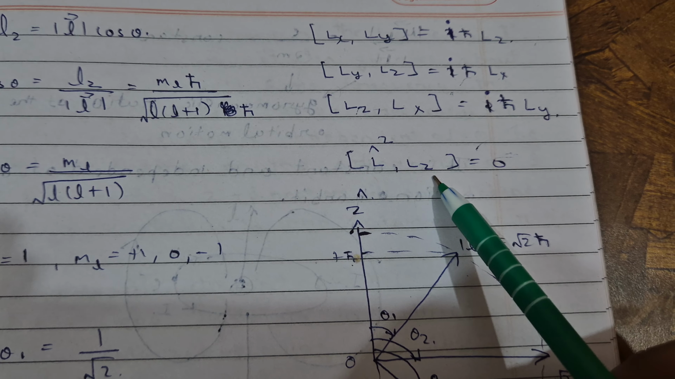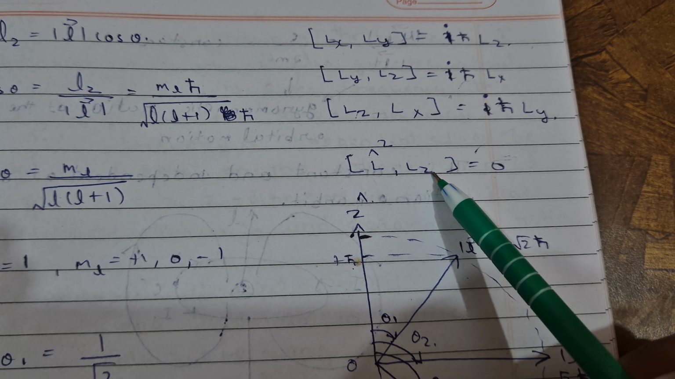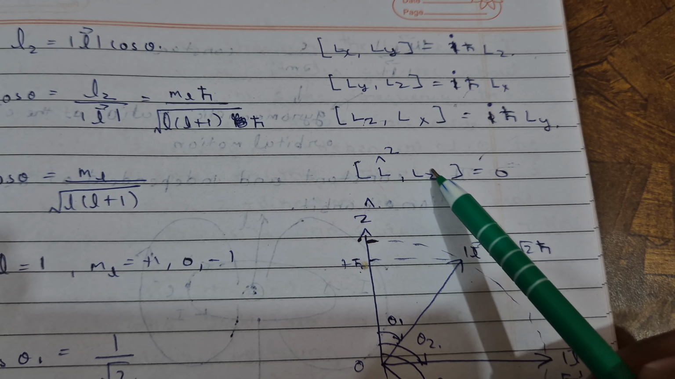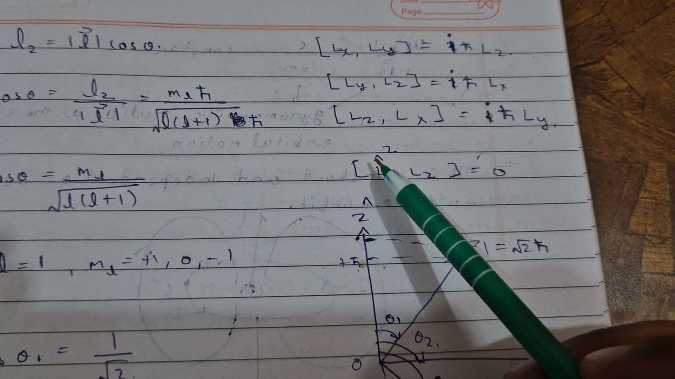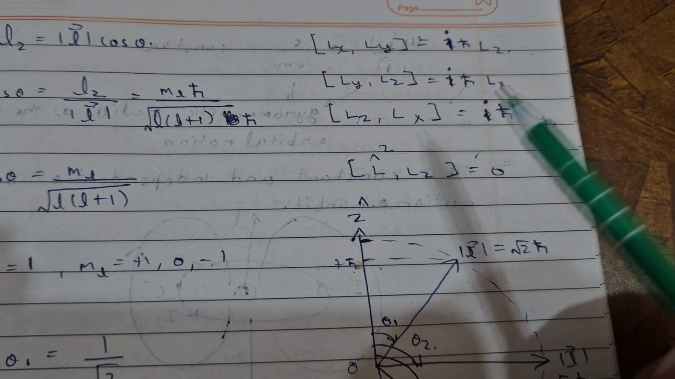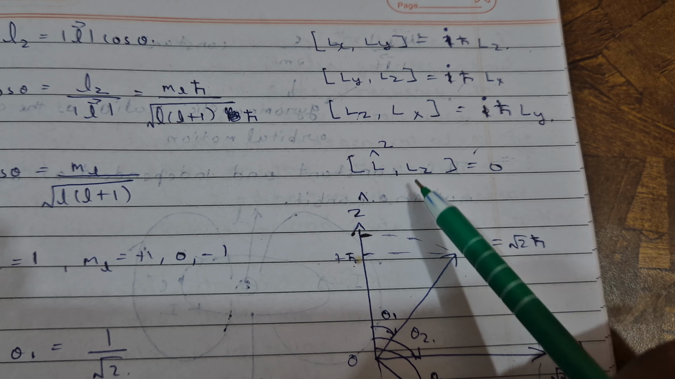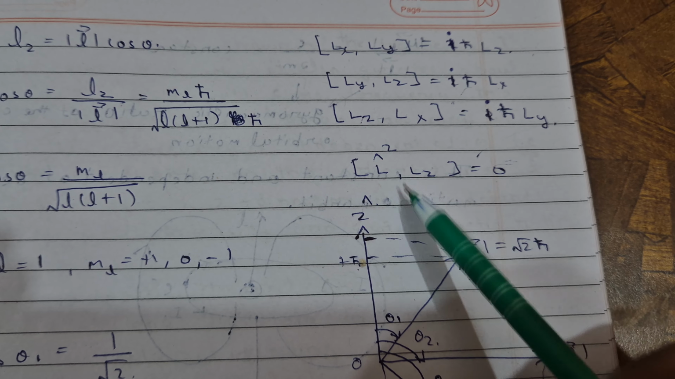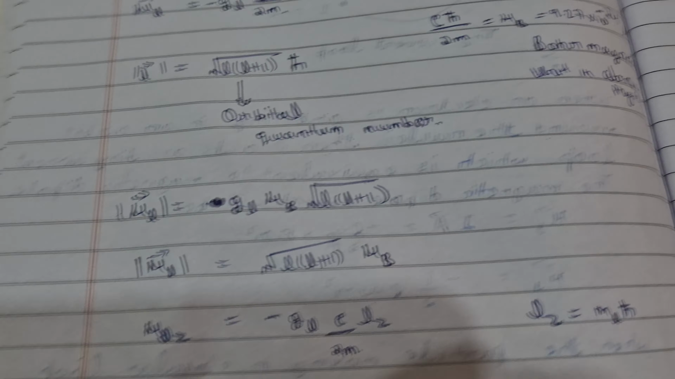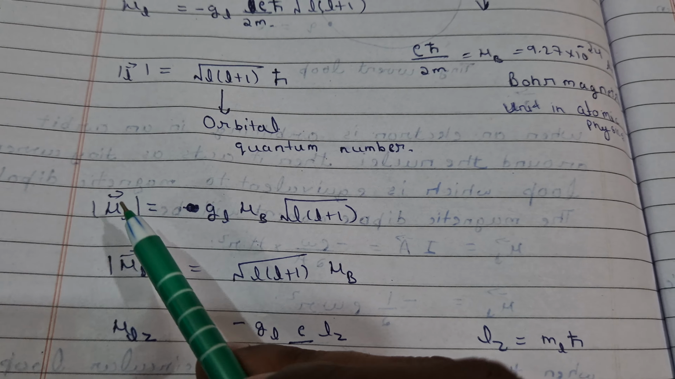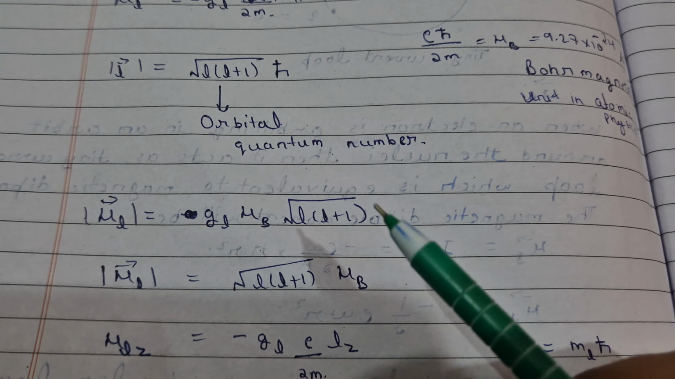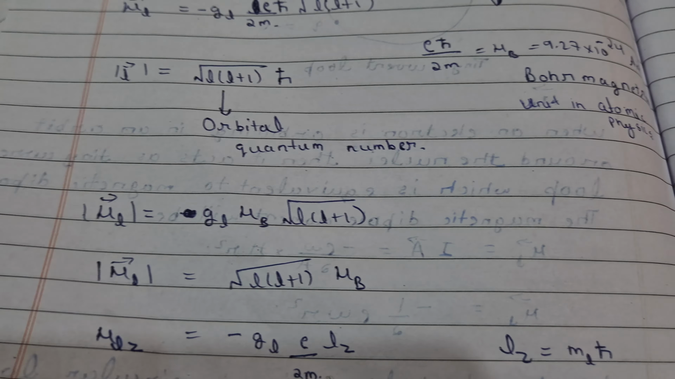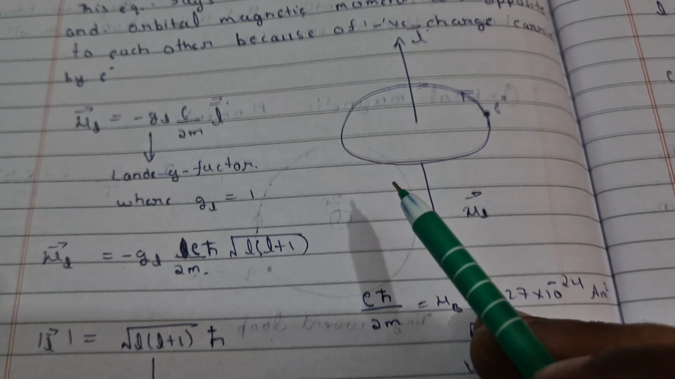But L square and Lz commute, meaning if it is Lx, then L square will commute with that, and it will also commute with Lz. So only one particular component and the total angular momentum you can find together. That's why for Lz, if we find it, then L will be quantized according to the Lz. So how will it be? We know the total magnetic moment. If you want to find the z component of this, it will be minus G L e by 2m Lz, because it is simply L.